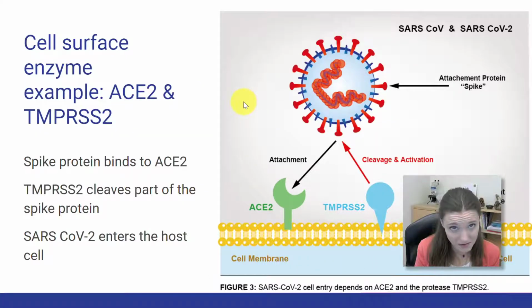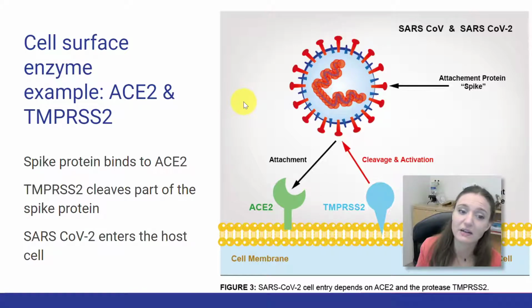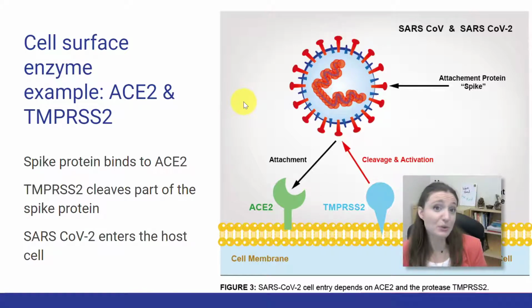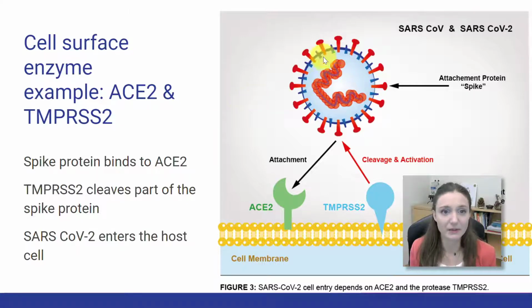An example of an enzyme that has its active site on the extracellular side facing out is one of the enzymes that's actually used by the SARS-CoV-2 virus to import into the cell. So here we have the SARS-CoV-2 virus. We've probably seen some diagrams of this many times before. This red protein structure right here is the spike protein. Viruses are basically just a protein shell with some sort of genetic information in them, either RNA or DNA.